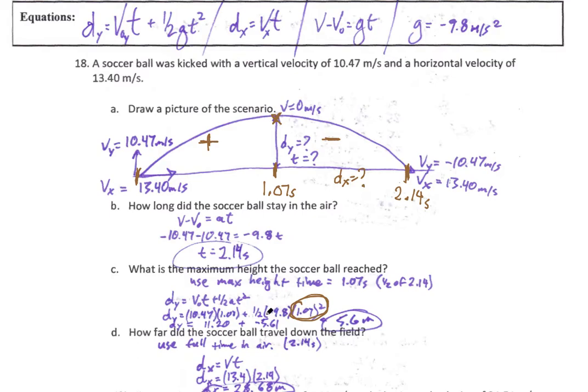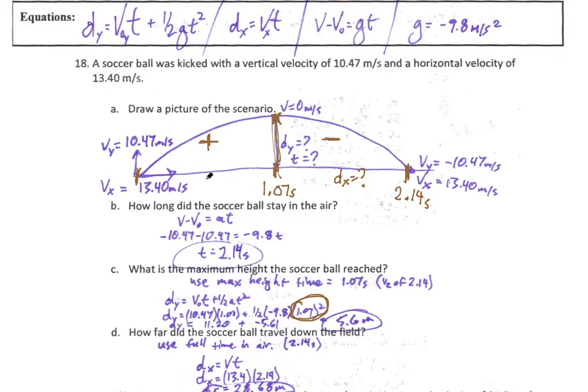Easy fix though. So 1/2 times negative 9.8 is 4.9. 1.07 squared, I forget what it is off the top of my head, but when we multiply those two, we get negative 5.61. So I add those two together. 11.2 plus a negative is the same thing as 11.2 minus 5.61, which gives me 5.6 meters. So that means that this distance in the y direction, this height, is associated with wherever a time of 1.07 was, which was right there.